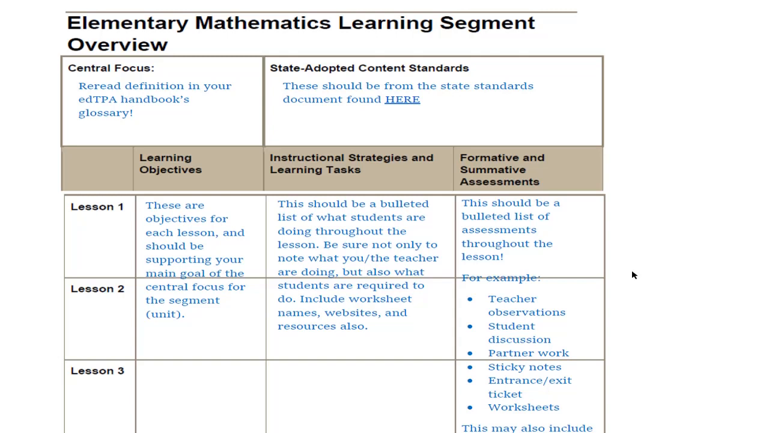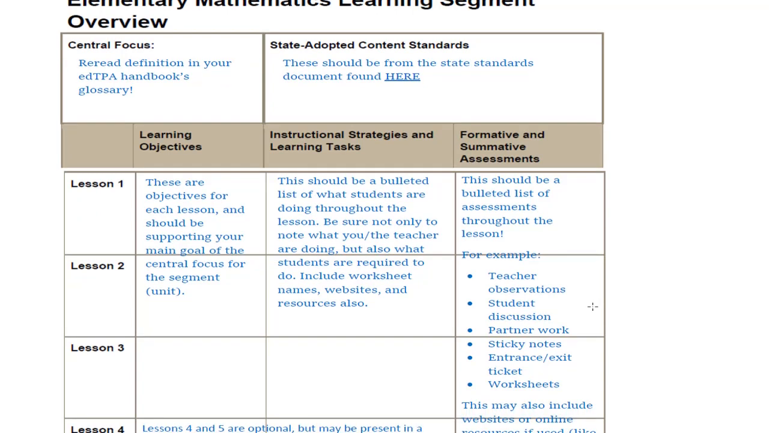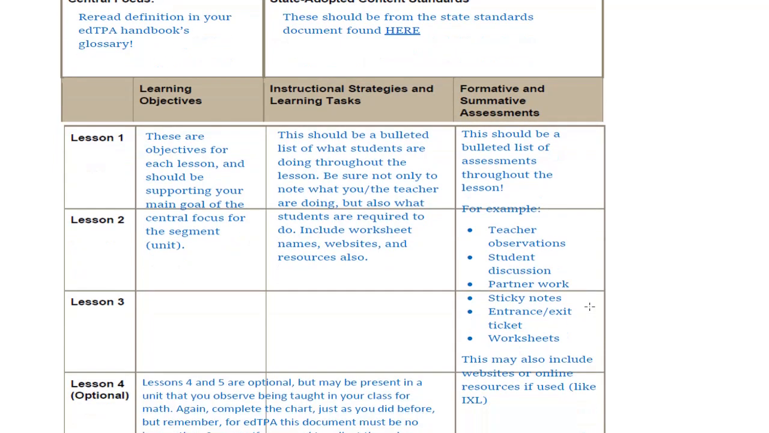Formative and summative assessments. Again, you should know the difference between a formative assessment and a summative assessment. You will not always have summative assessments in each lesson, so it's a good idea, though. You probably should have at least one, if not 2, formative assessments throughout your lessons. These can include teacher observations. That's a type of formative assessment. Student discussion, partner work, sticky notes, entrance and exit tickets. Worksheets can also be considered formative assessments as long as you're giving your students feedback. This may also include online websites and resources. For example, my class uses IXL, so that would be something that you would mention there as well.